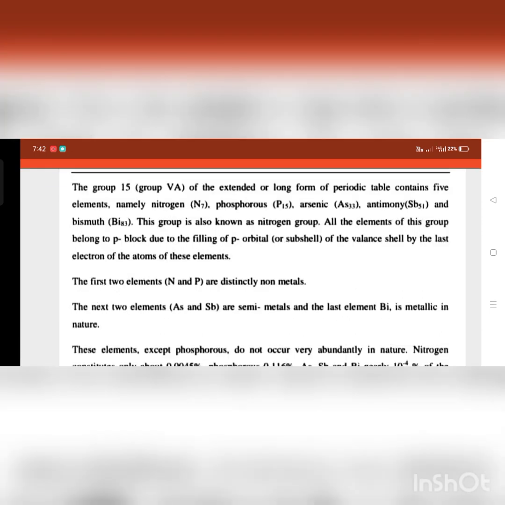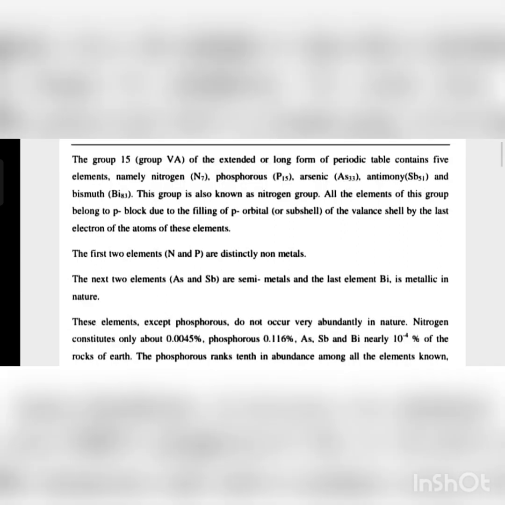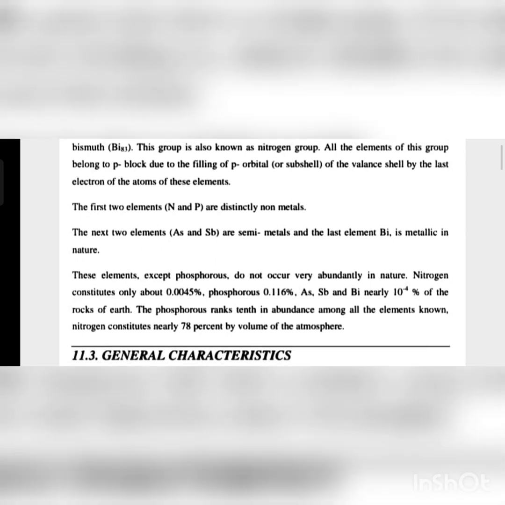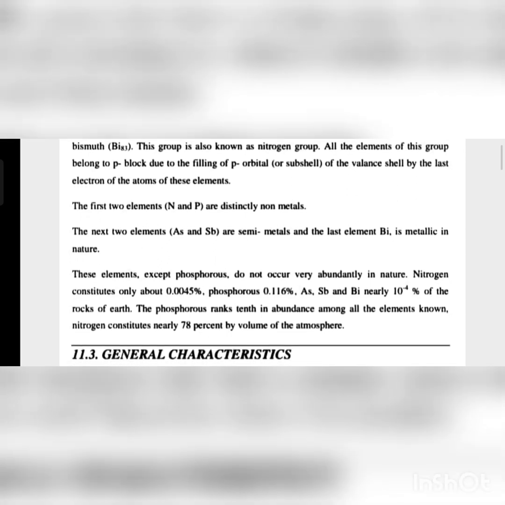The first two elements, nitrogen and phosphorus, are distinctly non-metals. The next two elements, arsenic and antimony, are semi-metals, and the last element, bismuth, is metallic in nature. These elements, except phosphorus, do not occur very abundantly in nature.